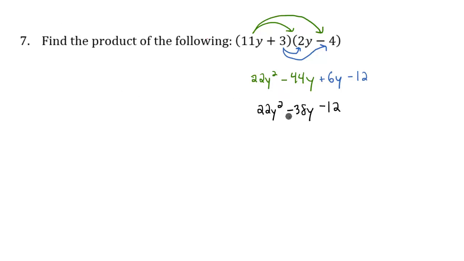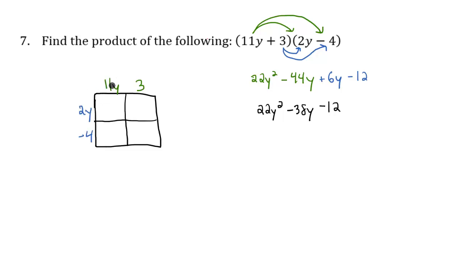You could have also done this using the box method. So I write my box here, I put one binomial on top, just like that, and I put another binomial on the side, just like that. And then I multiply 11y times 2y, that gives us 22y squared, just like what we had over here. Then I do 11y times negative 4, that gives us a negative 44y, just like we had here. 3 times 2y gives us 6y, again, like we got over there. And then 3 times this negative 4 will be a negative 12, just like what we got over here. And then you'd combine these 4 terms and we're left with this trinomial.